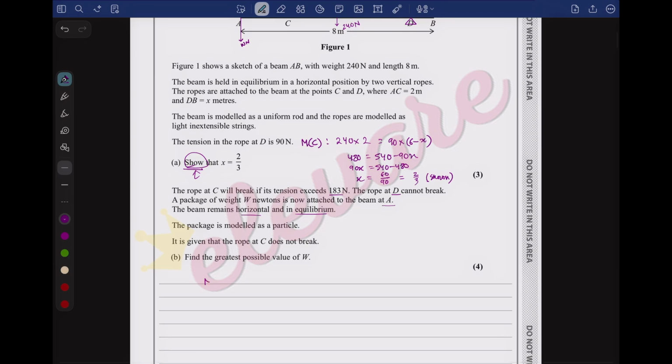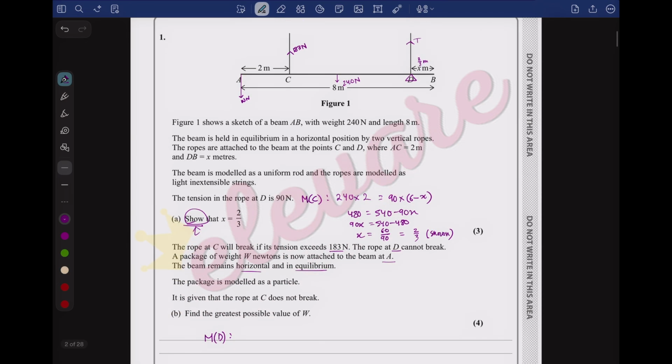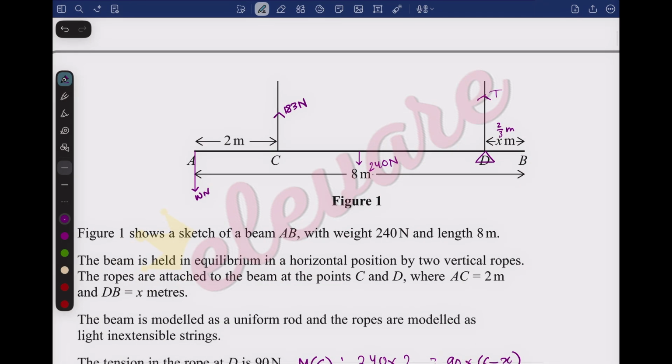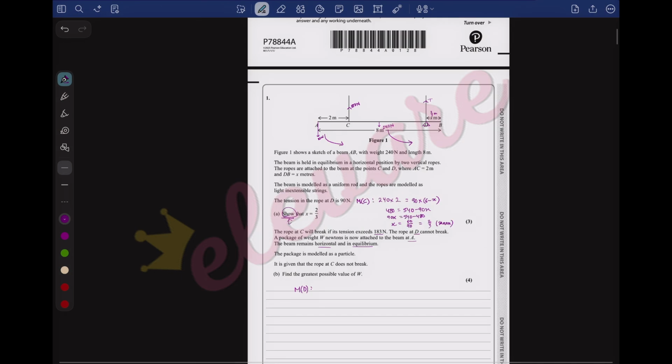We're going to consider moments about D. We write that down accordingly. And what are the moments here? So we have 240 newtons, the weight of the beam, creating a moment in what direction? In the anti-clockwise direction about D. Now the pivot is no longer C, by the way, it's D, okay? So this is going to create an anti-clockwise moment. This W newton is also going to create an anti-clockwise moment. The tension at C is the only force that will create a moment in the clockwise direction. So you know what to do.